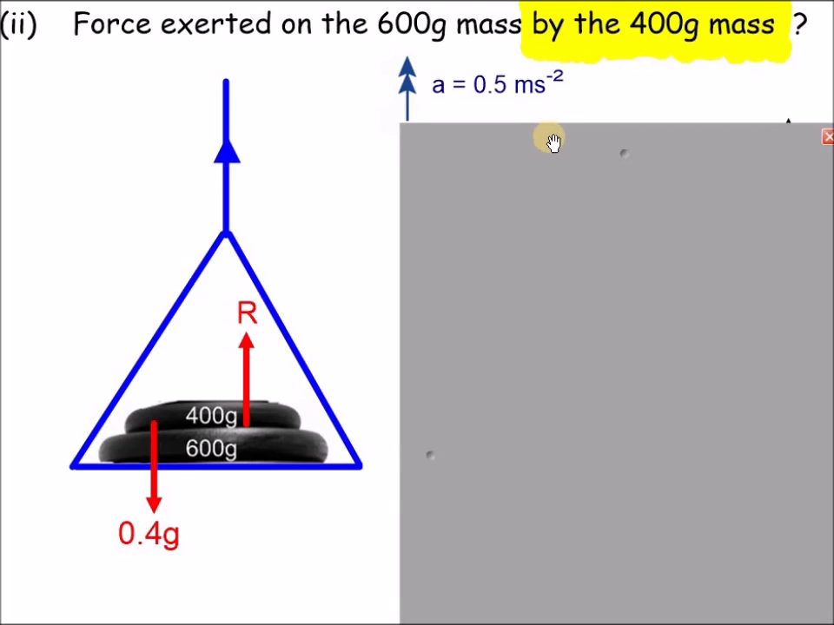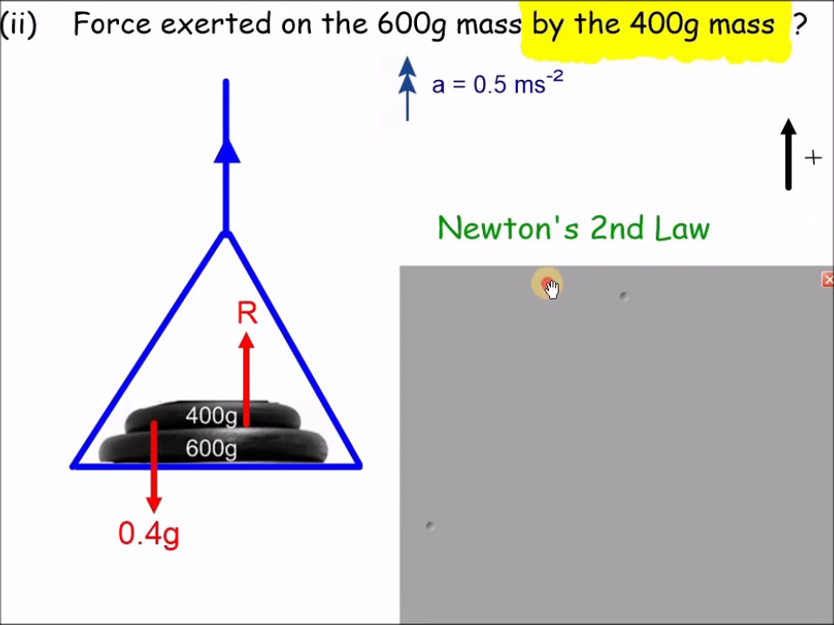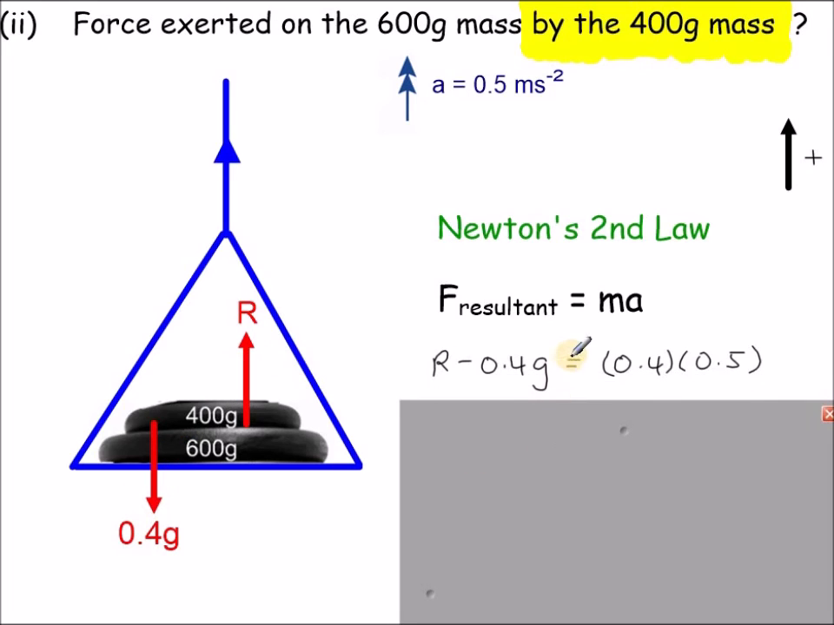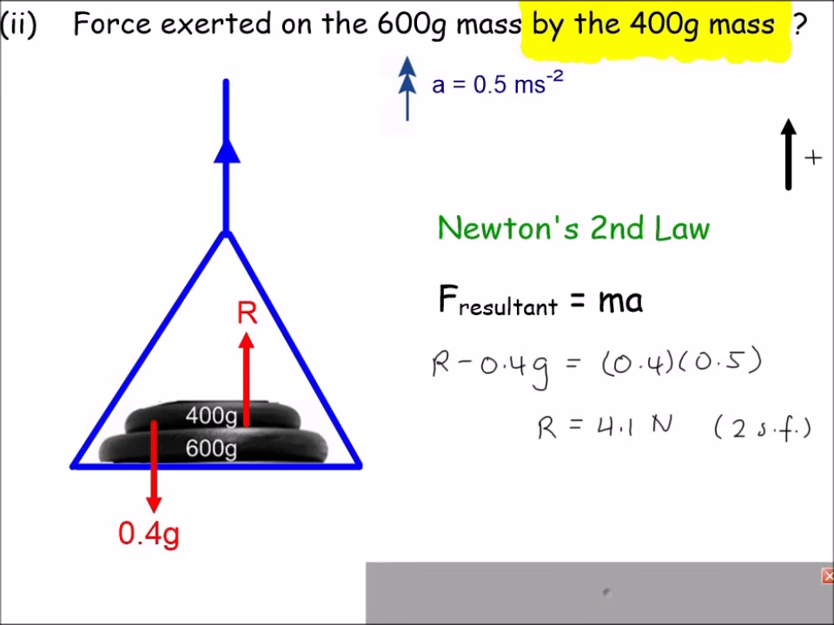So now we can't use the first law, we're going to use Newton's second law, F equals ma. So the resultant force, and if I'm taking this direction as positive, will be R minus 0.4g equals the mass, because I'm focusing on the 400 gram mass here, times the acceleration. So R minus 0.4g equals the 400 gram mass times the acceleration, and we have R is equal to 4.1 newtons.